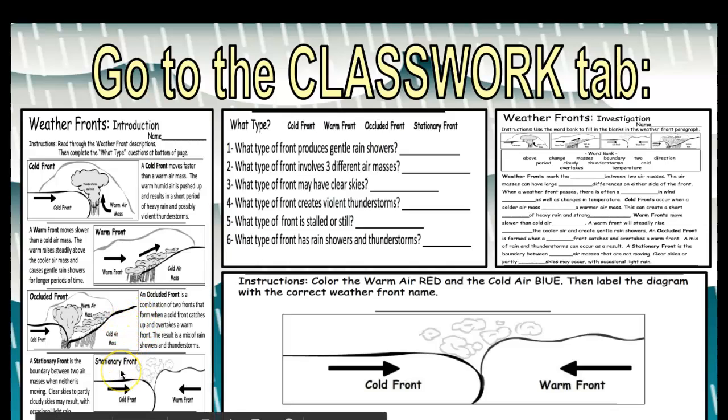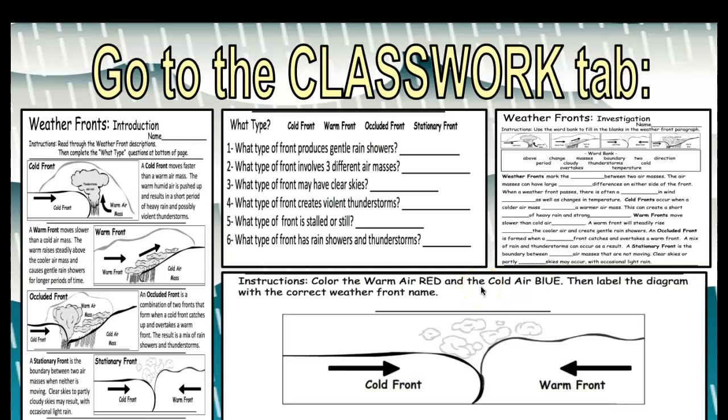And then the 4th front is a stationary front. That front is the boundary between 2 air masses where neither is moving, okay? So if there's not a lot of water vapor in the air, you might see clear skies for a while, but if there is water vapor in the air, then you're going to see rain for a while. So now on to the questions. We have to figure out what front this is describing.